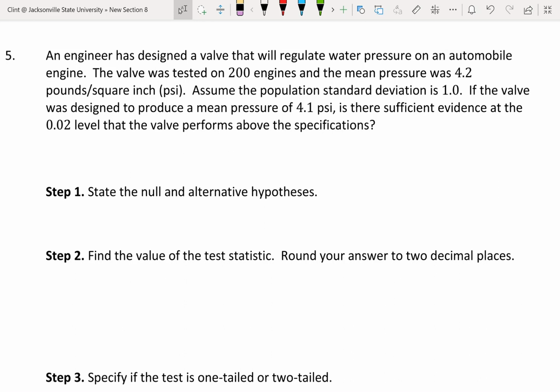Okay. So this one we're going through the whole hypothesis test, and we got step by step laid out. So for our hypotheses, our alternative hypothesis, the claim that we're trying to test, is that it performs above the specification. That means that mu should be greater than some number. It says it was designed to produce a mean pressure of 4.1. So if it's above the specifications, that means it's greater than 4.1 psi. And the null hypothesis, mu equals 4.1.